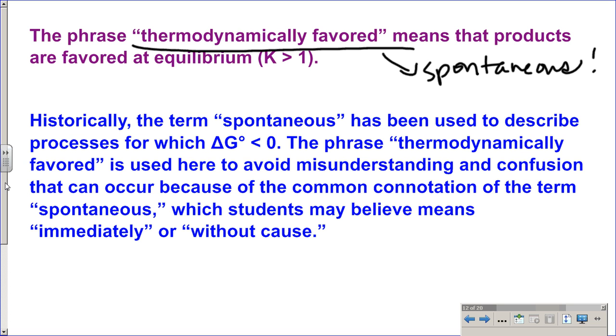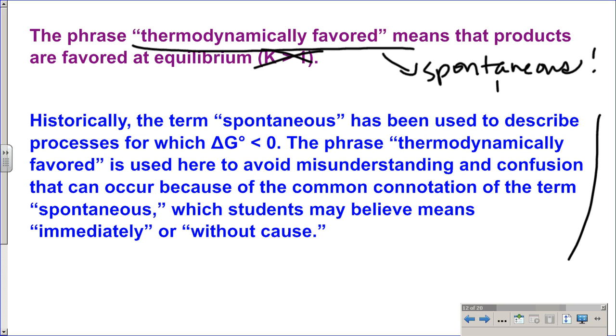It also means something about K values, which don't worry about yet. It's coming soon, but not yet. It's a month from now. But we're going to hit equilibrium, so I'm going to ignore that for now.